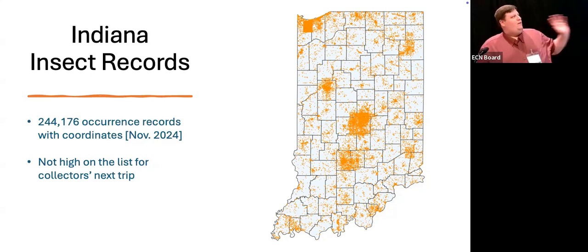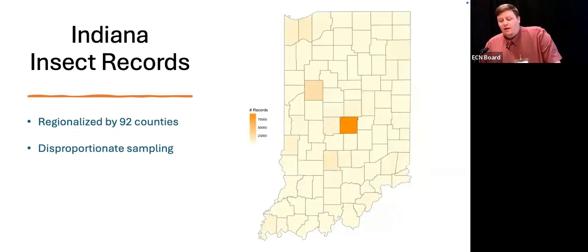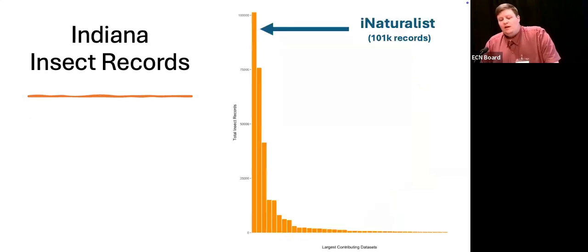And it doesn't have the topography to break out mountain ranges and things like that from the state, but there are a lot of counties. So we can still regionalize it to start to get a sense of how disproportionate collecting is. And so if we look at the number of records, we can see that. And so for this, I looked at, well, where are the data coming from for these records?